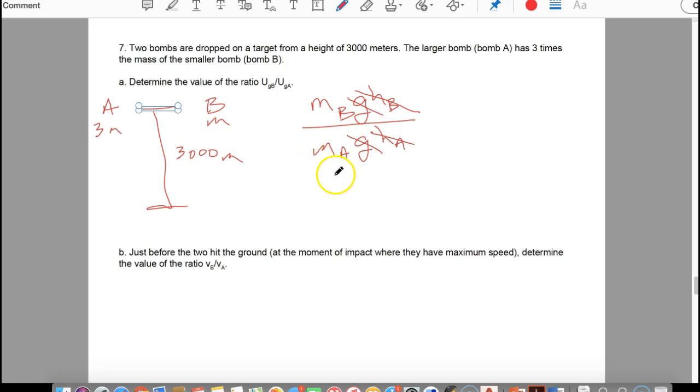And we know that the mass of B is going to be 1, and we know the mass of A is 3. So the value of the ratio of the energy is 1/3. So it is 1/3 the potential energy. So A has 3 times the potential energy of B, or B has 1/3 the energy of bomb A.